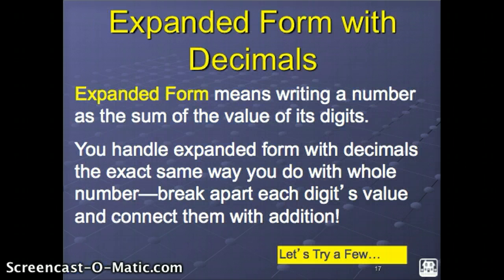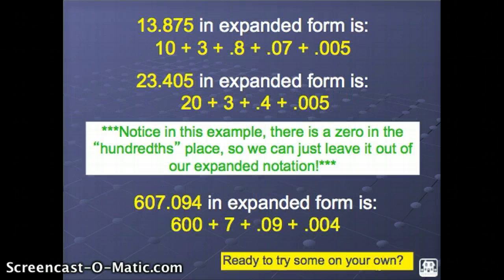Now, what about expanded form when there's decimals? You're going to handle the expanded form with decimals the exact same way you do with the whole number. Break apart each digit's value and then connect them with addition. Let's try. So 13.875 in expanded form is going to be 10 plus 3 plus 0.8 plus 0.07 plus 0.005.